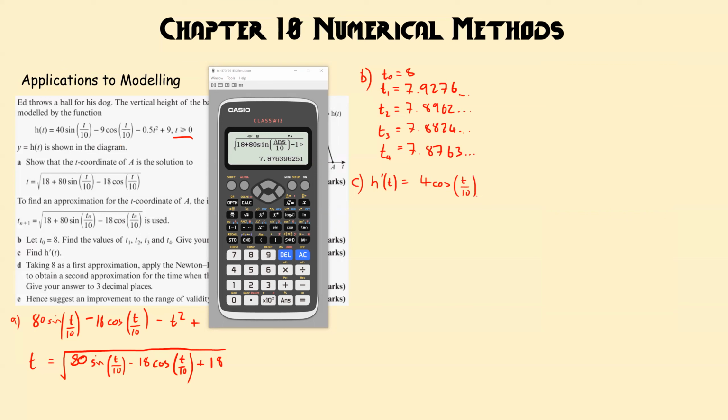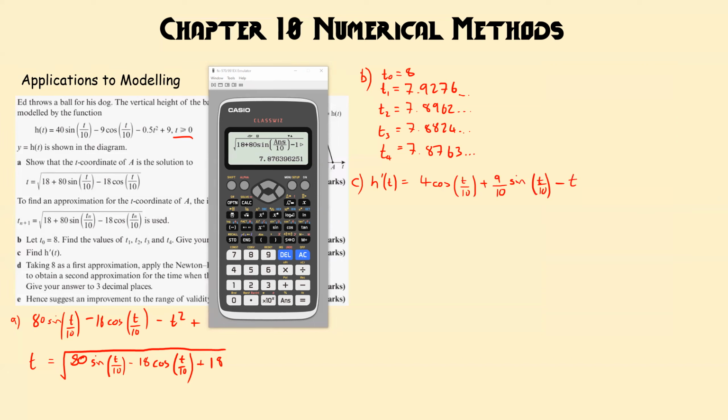Minus 9 will become 0.9 or 9/10. And then the minus cos is going to become a positive sine. And that'll be a t over 10. Minus a half t squared will just become minus t. And then the plus 9 will disappear. So that is our differential.